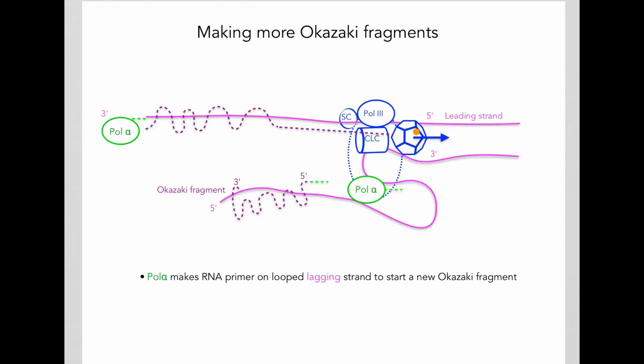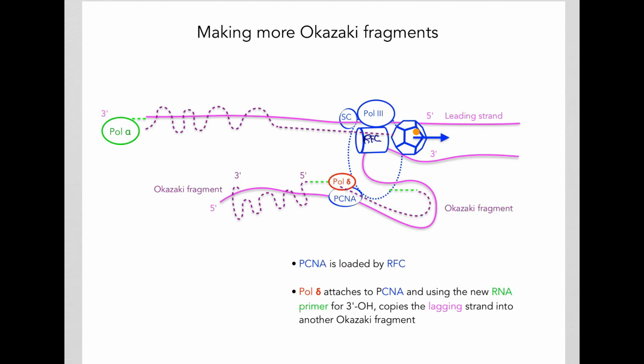So here we see making more Okazaki fragments. You can see Pol alpha will make an RNA primer on the looped lagging strand to start a new Okazaki fragment. Once again, the RFC, replication factor C, will load a PCNA, and then polymerase delta will come and bind to the PCNA, and it will start using the primer for its 3' OH, and start copying the lagging strand into a new Okazaki fragment.